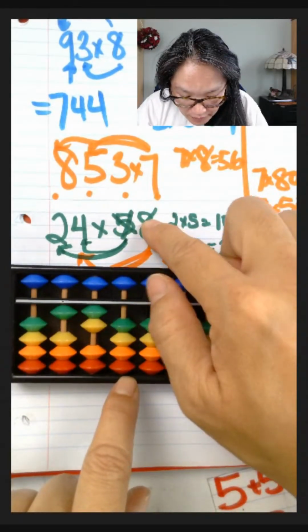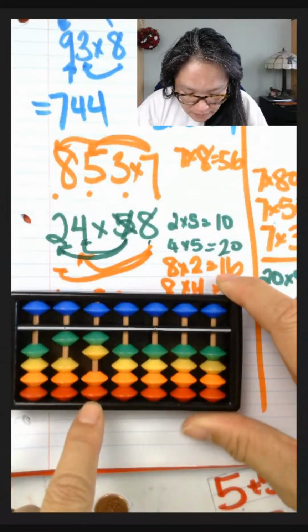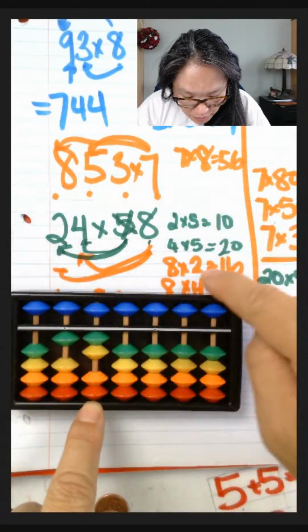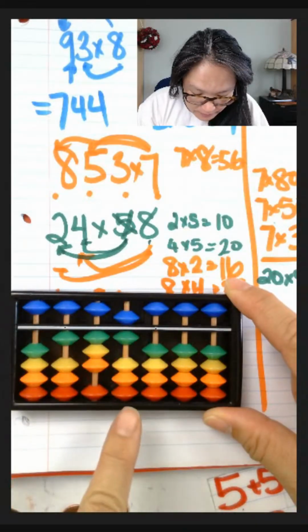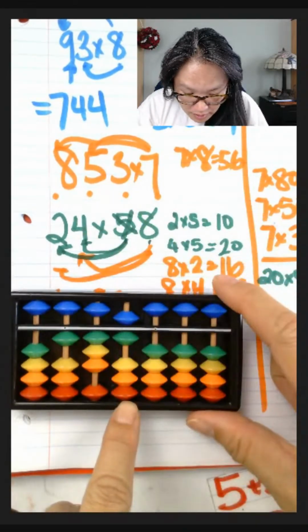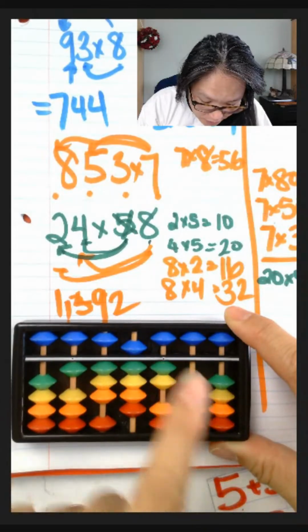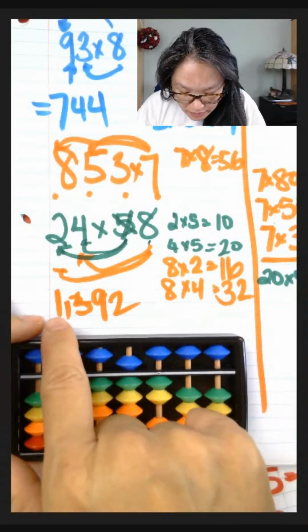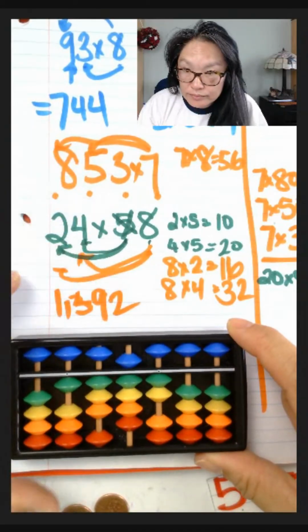We're going to do it again. 1, 2, 3. Then 8 times 2. 8 times 2 is 16. Add the 1, add the 6. 8 times 4 is 32. Add the 3, add the 2. So my final answer is 1,392.